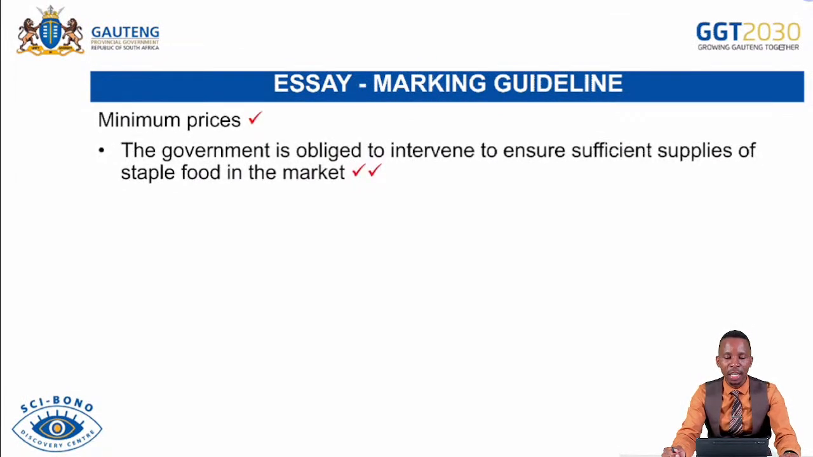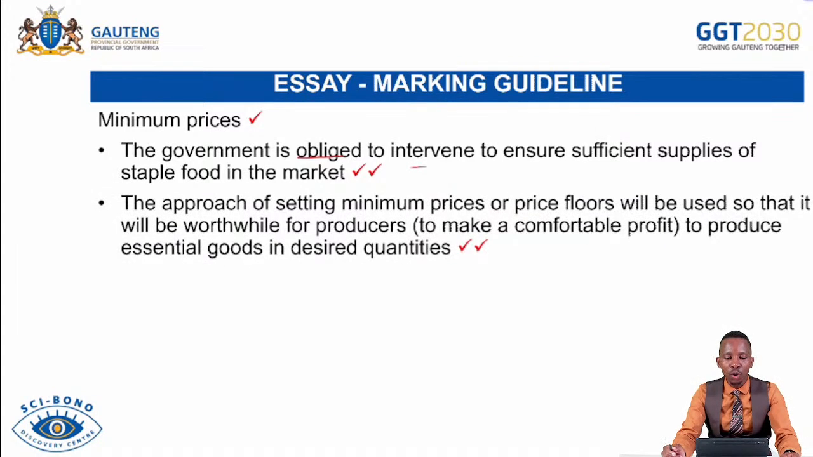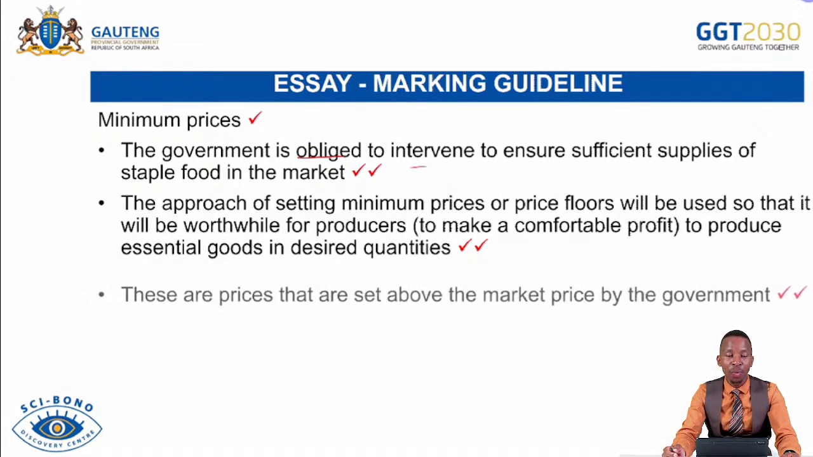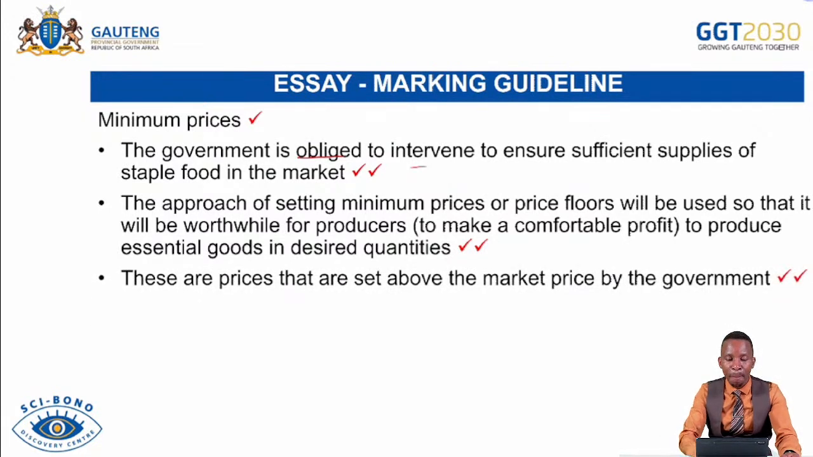Minimum prices: the government is obliged to intervene to ensure sufficient supplies of staple foodstuff. So it is very important that a particular foodstuff is made available at all times in the economy. The approach of setting minimum price or price floors will be used so that it will be worthwhile for producers to make a comfortable profit and produce essential goods in desired quantities in the economy. These are prices that are set above the market price that we have said before, so they are administered by the government.